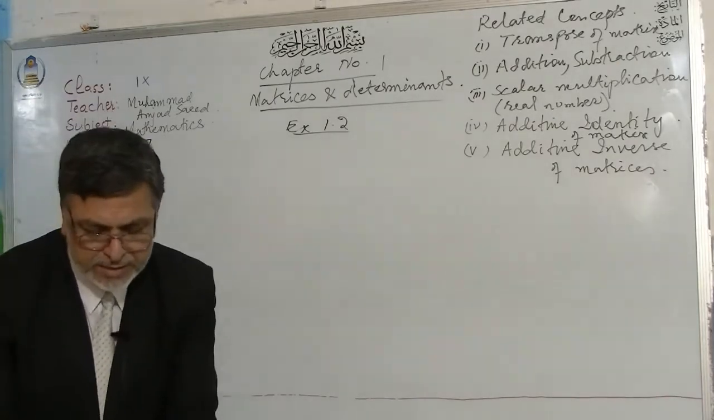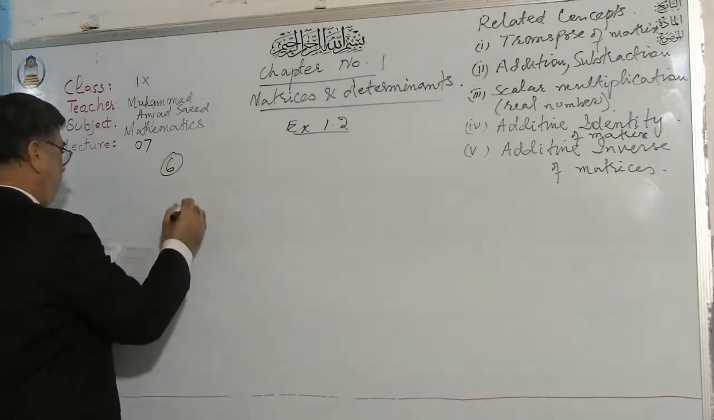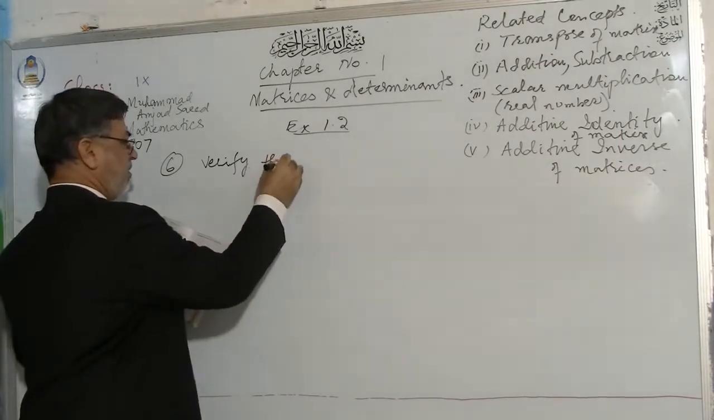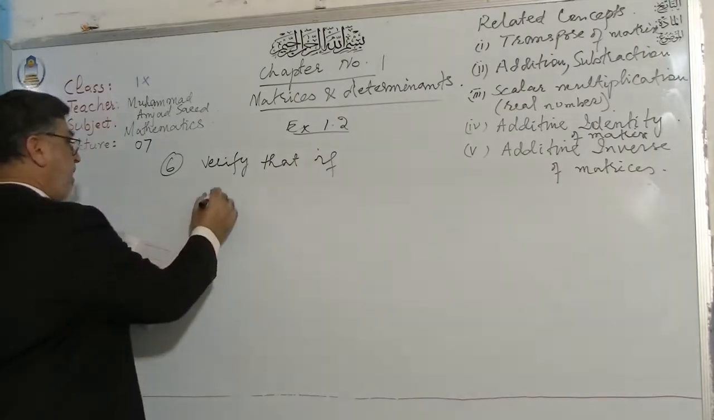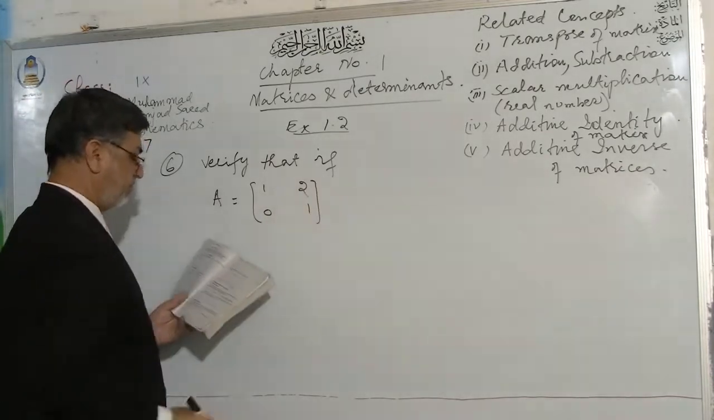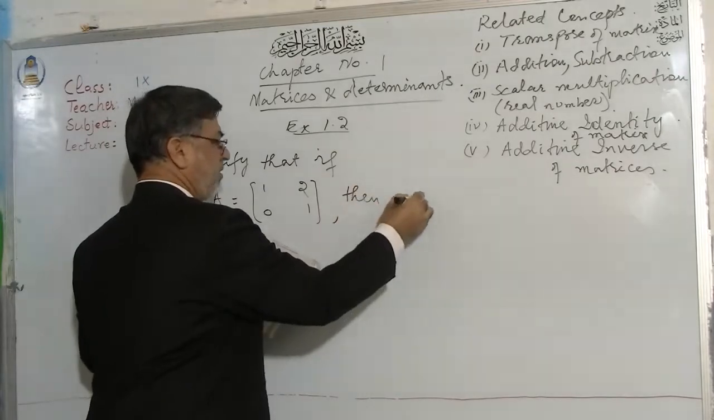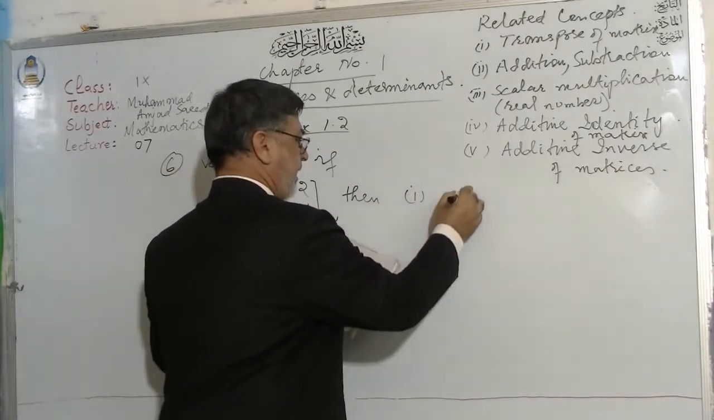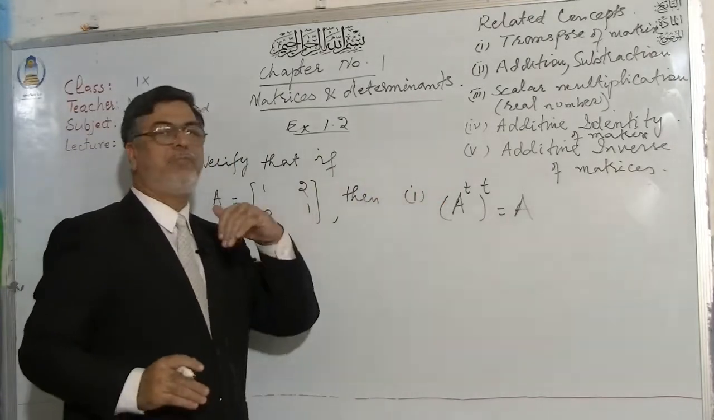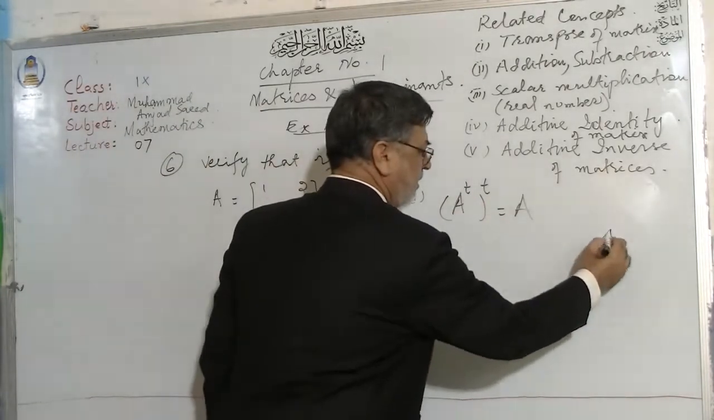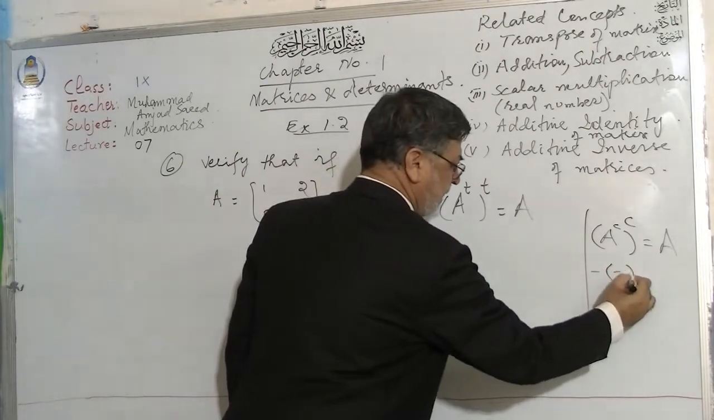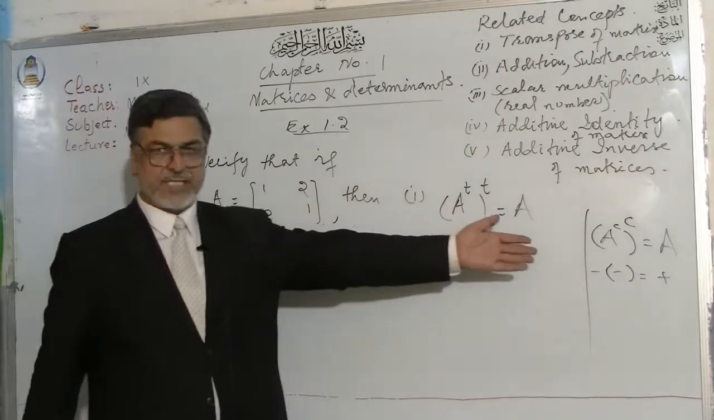We are going to start now, question number 6. Verify that if A is equal to 1, 2, 0, 1, then you have to prove that A transpose, whole transpose is equal to A. Basically, it is just like double complementation law, like A complement, whole complement is equal to A. This is just like minus into minus, that is plus. The same idea.